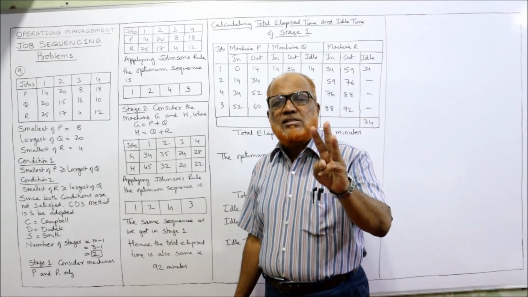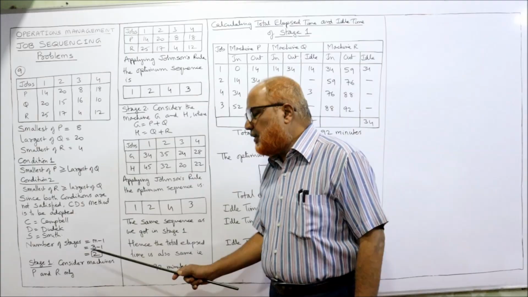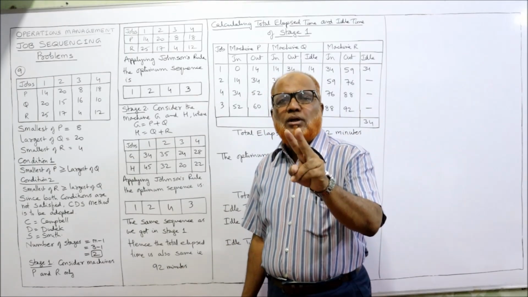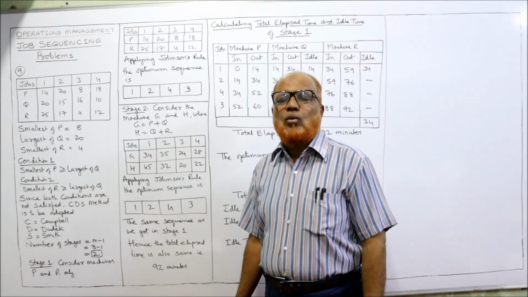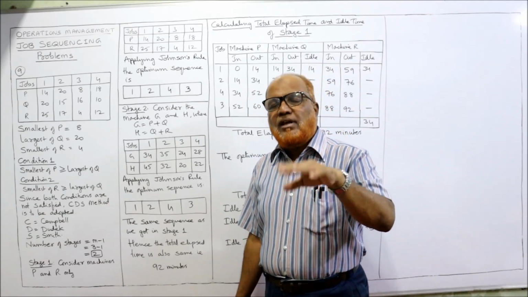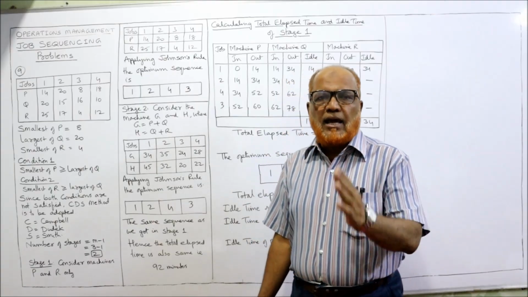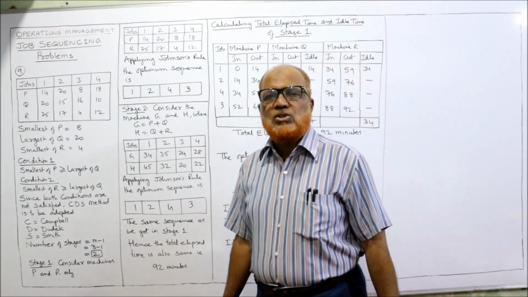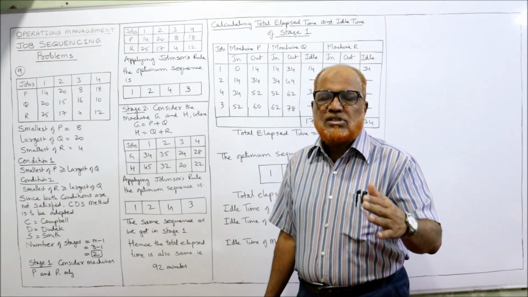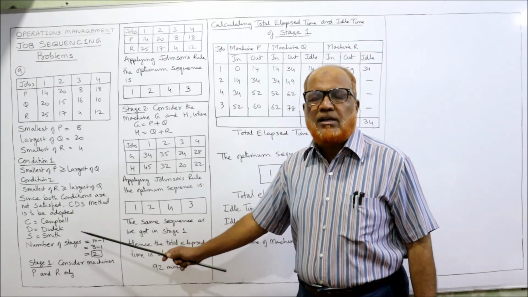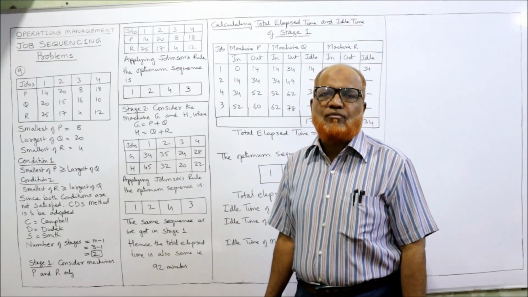So if 3 machines are there, M minus 1, 3 minus 1, is 2. In 2 stages, we get the answer, if there are only 3 machines. If there are 4 machines, then M minus 1, 4 minus 1, that is 3 stages. Like that, the number of stages required depends on M minus 1. M stands for the number of machines.